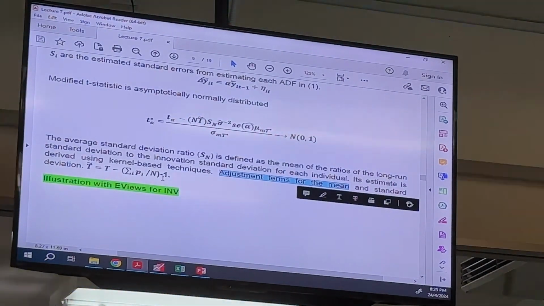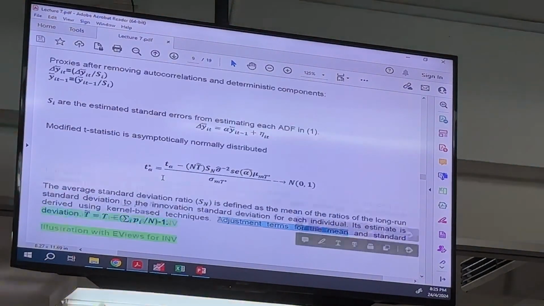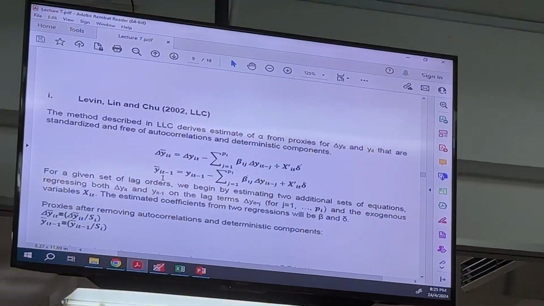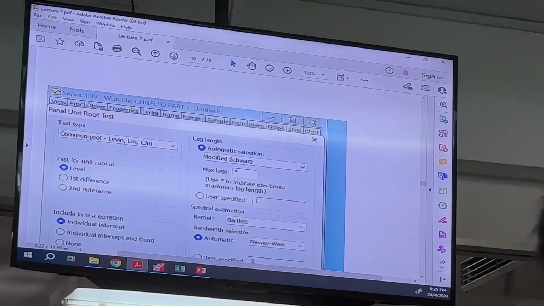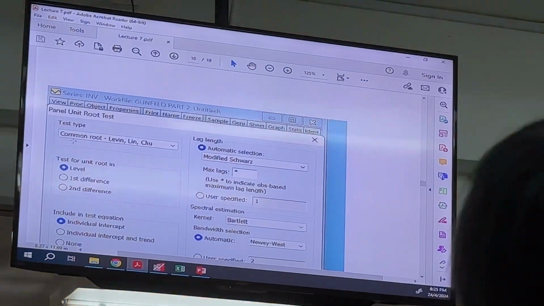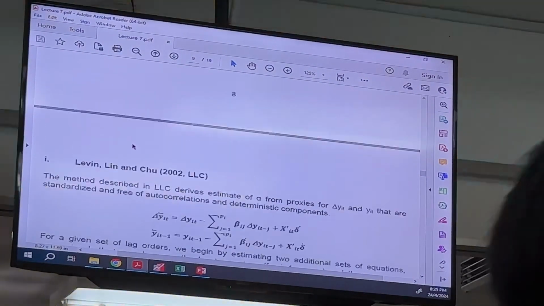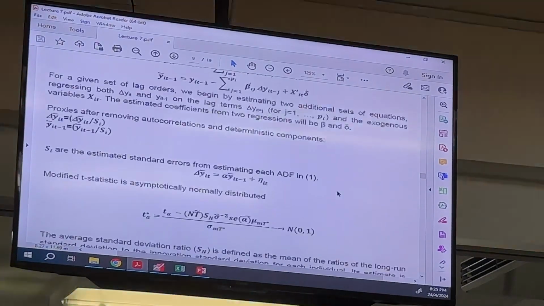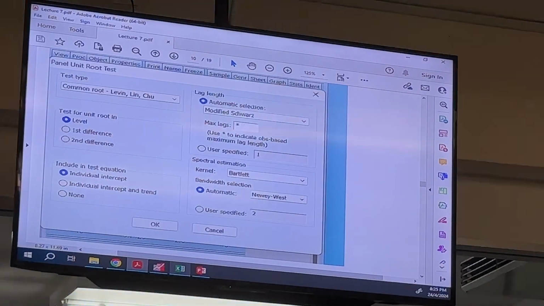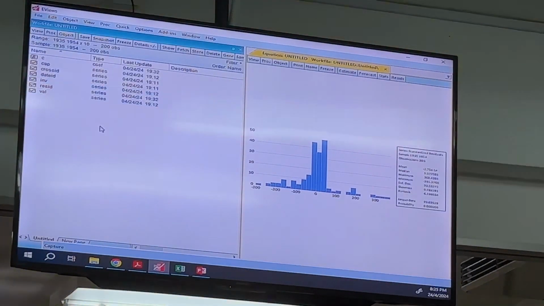Okay. So now, if you want to use the LLC to test, how are we going to do that? You can see it's a common root. So what is the common root here? The common root assumes that rho i is equal to rho. So they are the same, to test for the common root process. So how are you going to test it? We go to EViews here.